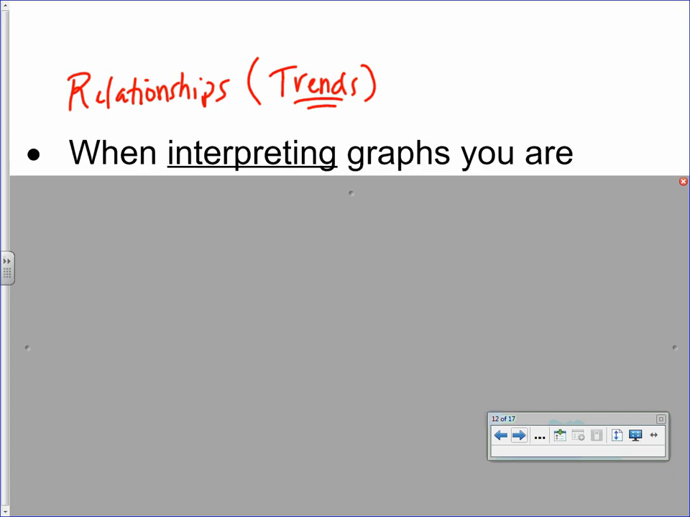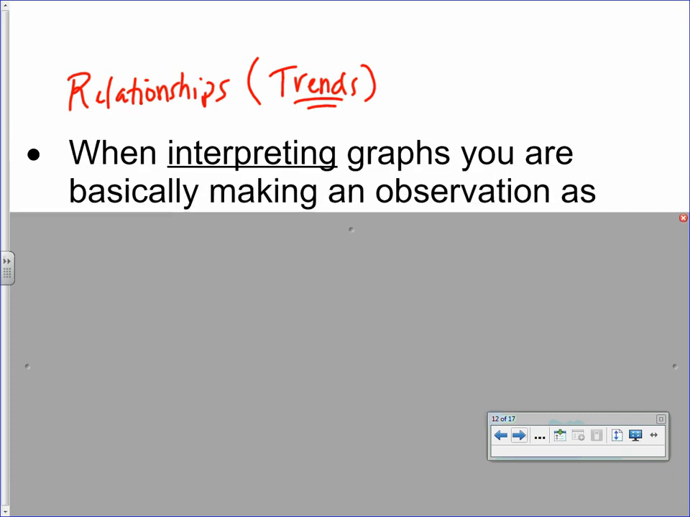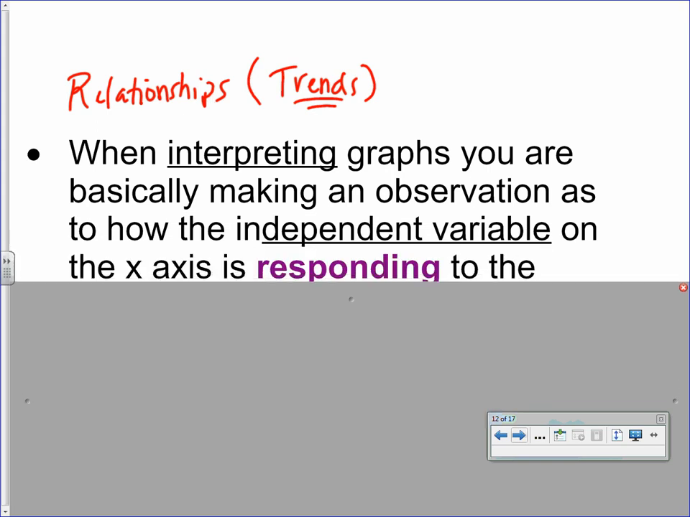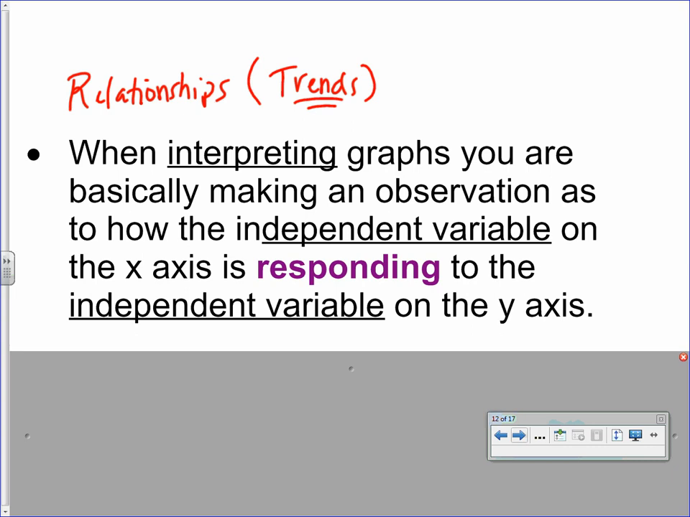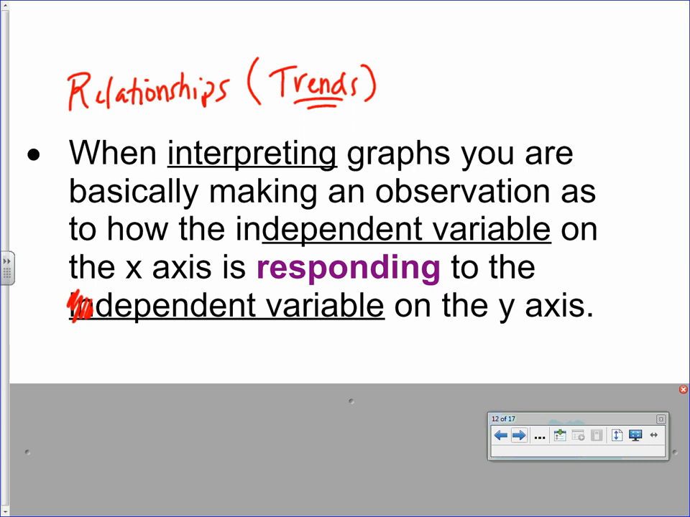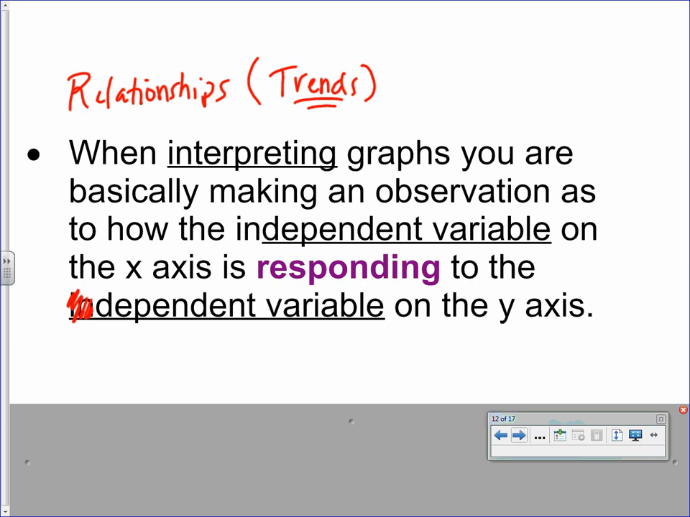So when interpreting graphs, you are basically making an observation as to how the independent variable on the x-axis is responding to the dependent variable on the y-axis. That is a little mistake there, a little typo. Okay, so when interpreting your graph, you're making an observation as to how the independent variable on the x-axis is responding to the dependent on the y. So just fix the typo on the paper. I apologize. So you fix this on your paper.